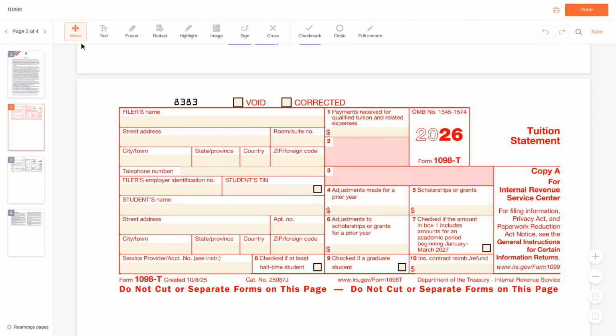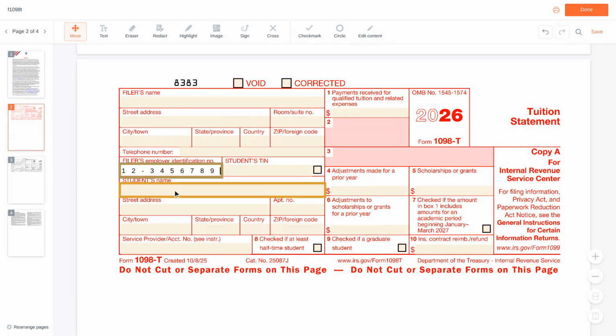Start with the filer information, which is the school or institution issuing the statement. Enter the filer's name, address, and telephone number, for example, State University. Then the filer's taxpayer identification number, such as 123456789. This identifies the eligible educational institution to the IRS. Make sure the name and number match the school's records, because the student will use this institution information when claiming an education credit on their own return.